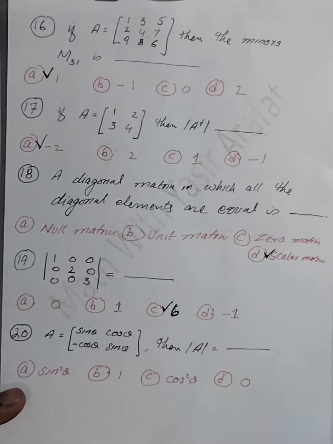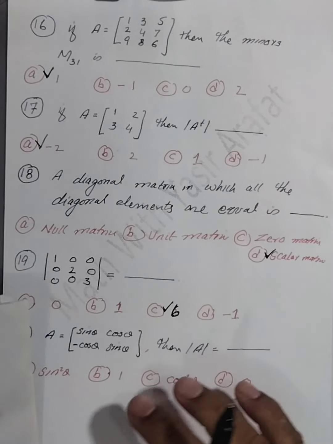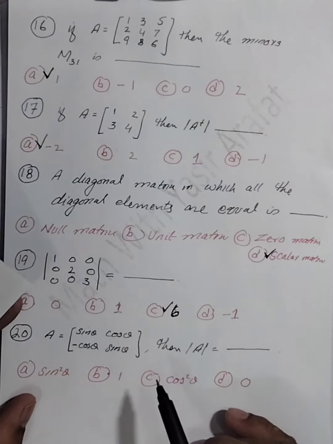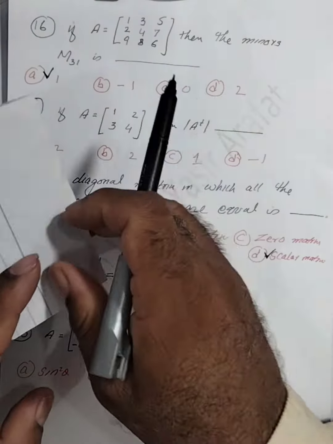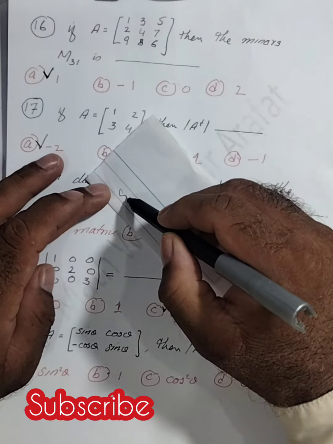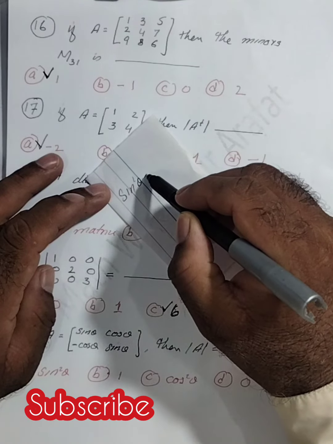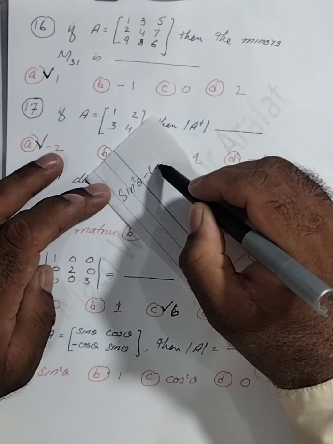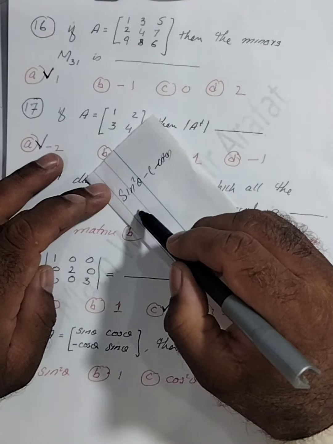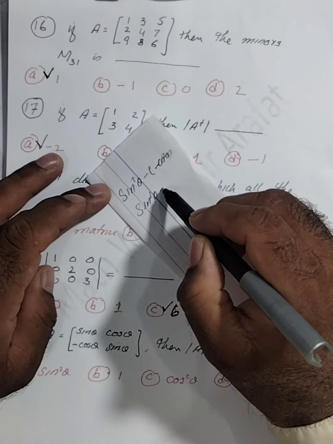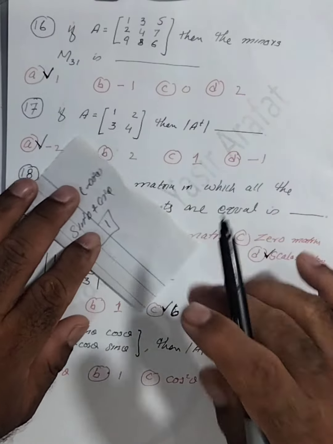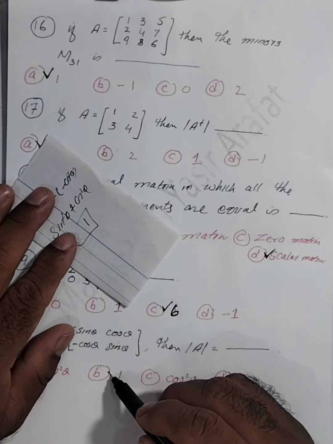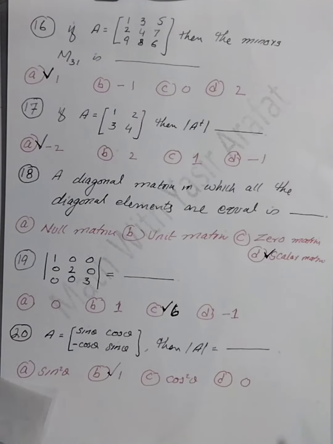Now the last MCQ here, we have to take out its determinant here. So sine square theta minus cos square theta. So minus minus, it is sine square theta plus cos square theta, which is equal to 1. So the correct option is B in this situation.